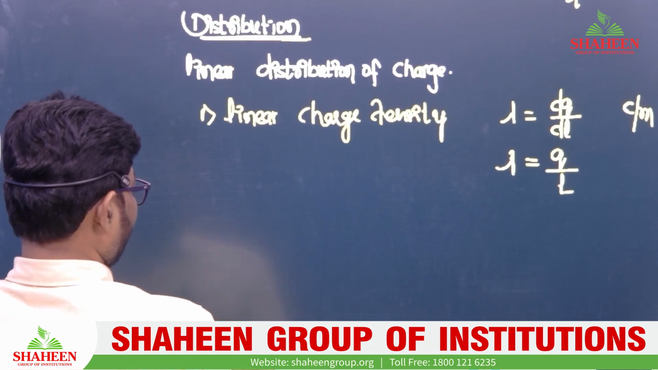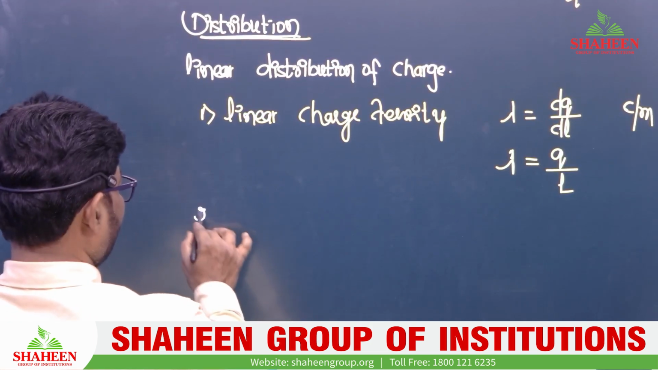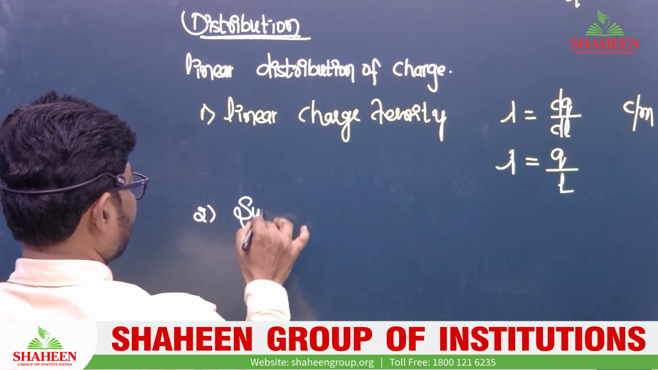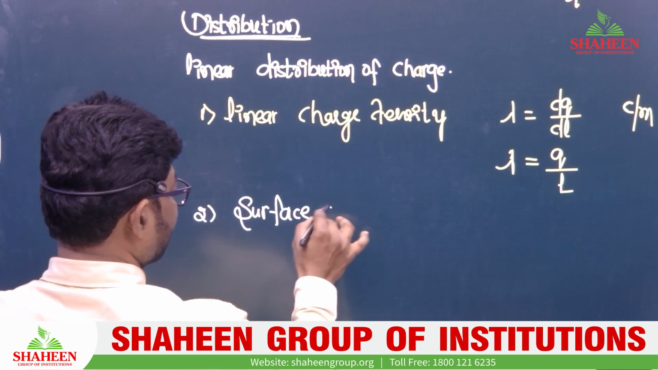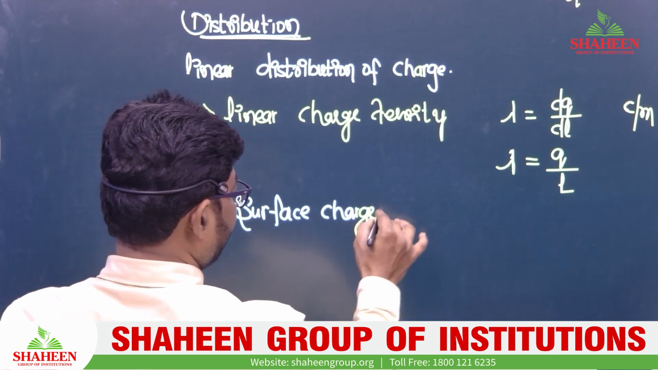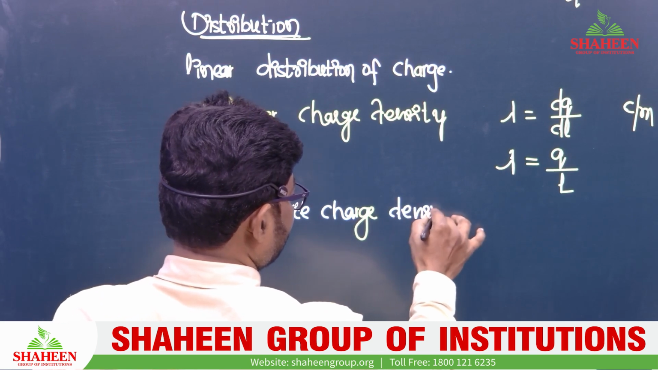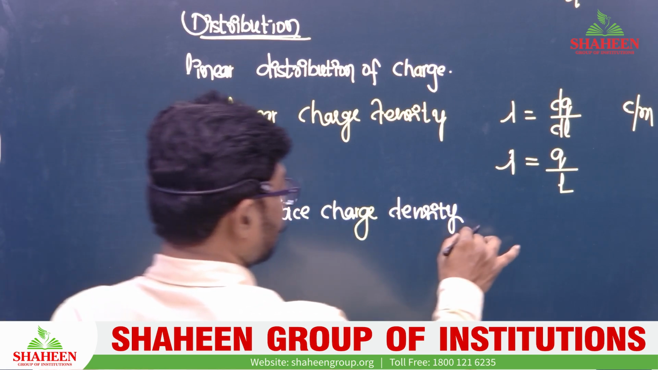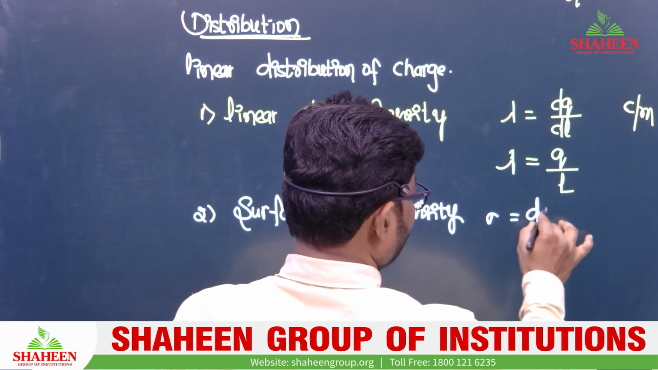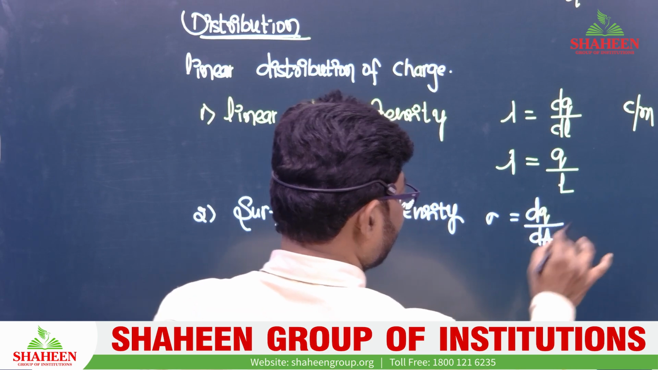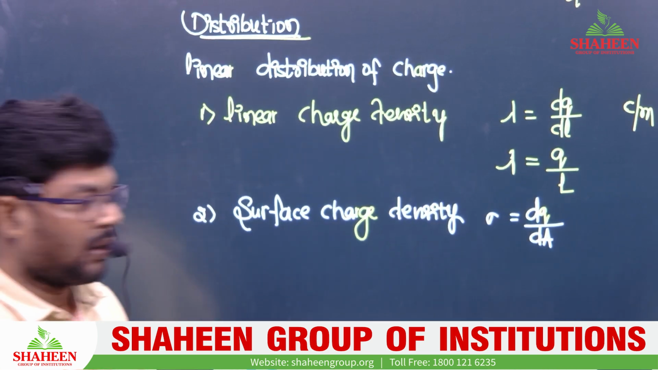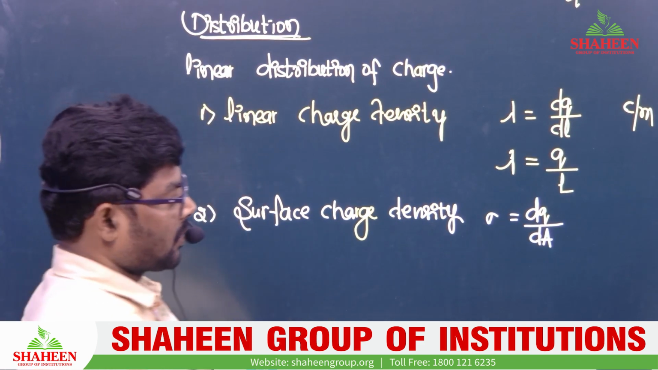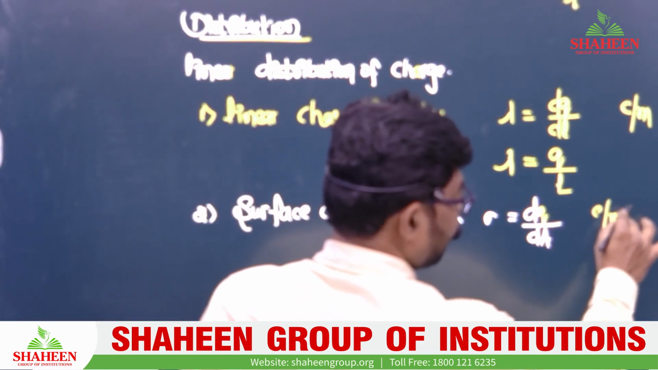The second one is areal charge density or surface charge density. What is meant by surface charge density? It is denoted by the letter sigma. Sigma is equal to charge per unit area, dq upon dA. Charge per unit area is called surface charge density. Its unit is coulomb per meter square.